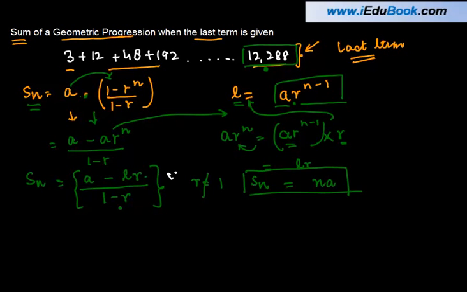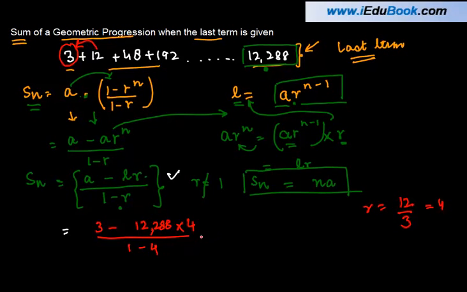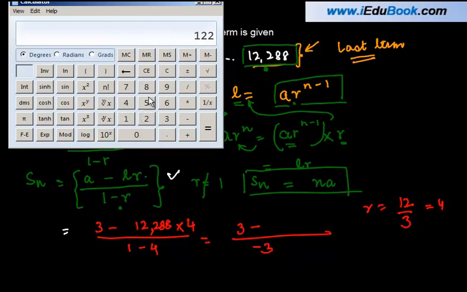Now, if we apply this formula to the present case, what is the value of a? a is nothing but the first term, which is 3, minus L. L is 12,288 into the common ratio. What is r? Let me find the value of r, which is 12 upon 3, this divided by this, which is 4. So 4 divided by 1 minus 4. Now 1 minus 4 gives me minus 3, and here I get 3 minus 12,288 into 4. 12,288 into 4 gives you 49,152, this with a minus sign.